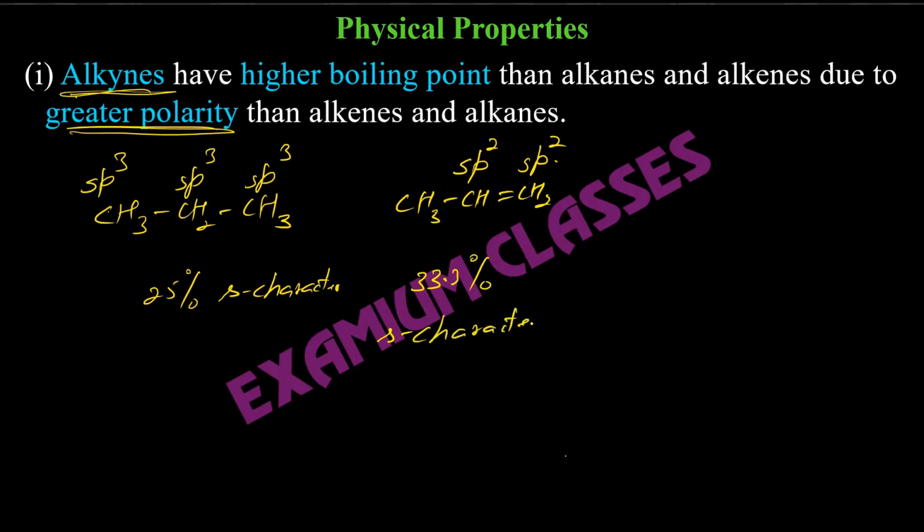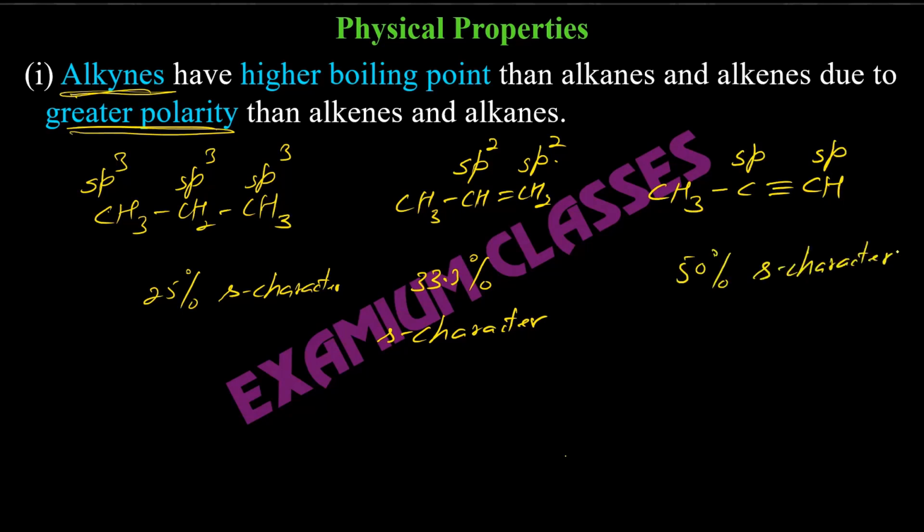This will be very much helpful to answer those type of questions where you have to arrange the compounds in increasing and decreasing order of something, maybe boiling point, or electronegativity or polarity like that. Now come to alkyne. It will be like this. And this is sp hybridized, this is sp hybridized, means S character is 50%. And I told you that higher the S character, higher the electronegativity. So here it will be highest electronegativity on carbon, because carbon is sp hybridized.